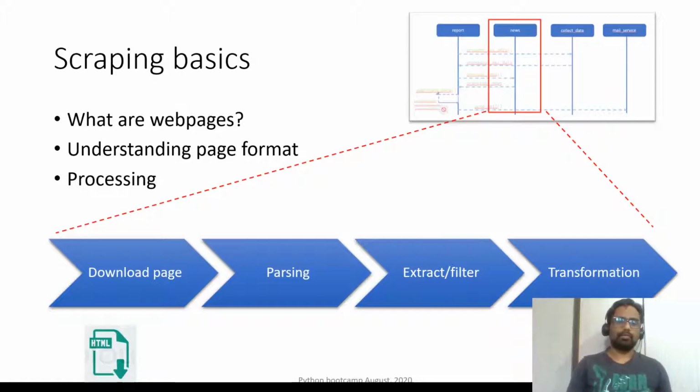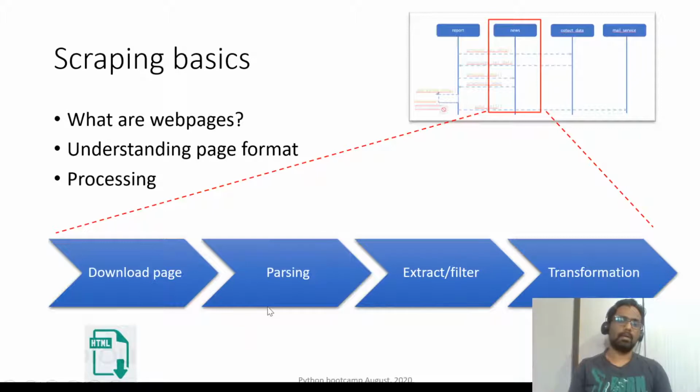First thing, we need to download the page. That is what the browser does. That is what we do when we right click and view the source code of the HTML content. Once you download the page, the next thing is we need to parse.